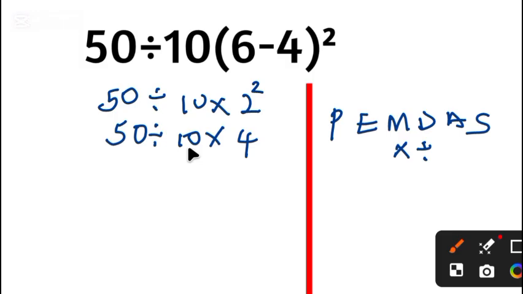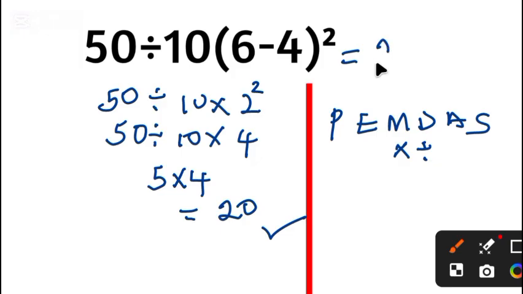Now, using PEMDAS, evaluating from left to right, we do the division before we do the multiplication. 50 divided by 10 will give us 5 times 4, and 5 times 4 will give us 20. So this is the correct answer. The correct answer to this equation is 20.